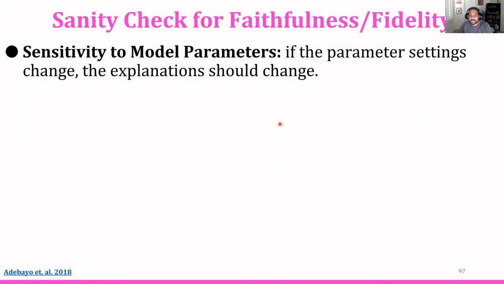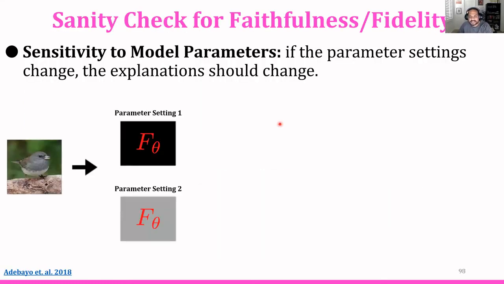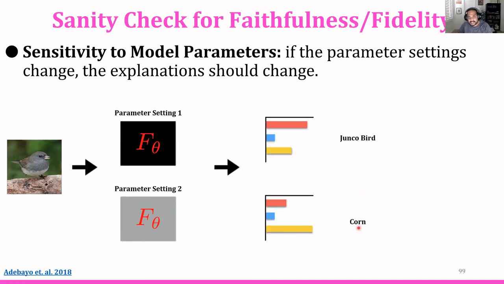So one thing you can do is you can change the model parameters and see what happens. You have the original model, and then you take some parameters and you change them. Say that you take the last layer and completely randomize them. And of course, the prediction changes, but you also look at the explanation and you want to say, well, the explanation should also change, right? This is almost like a sanity check. It should just make sure it's working.